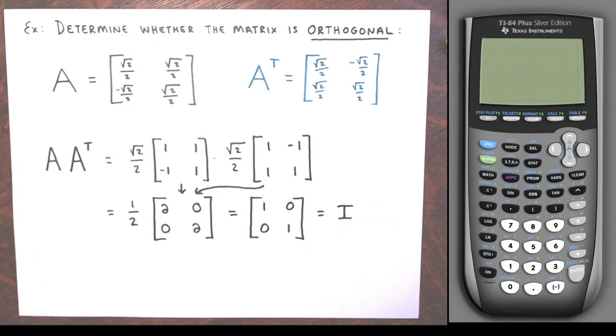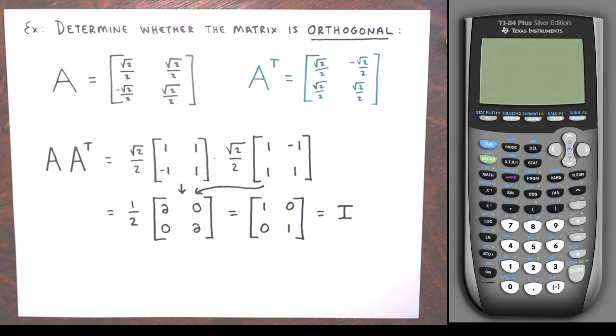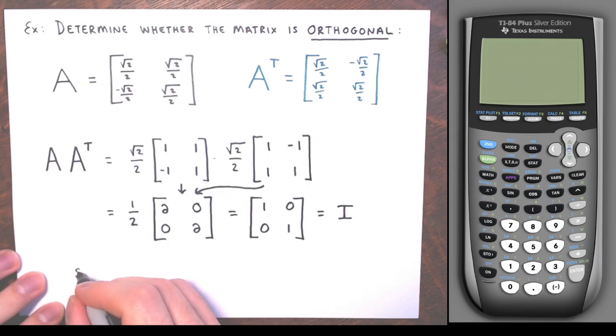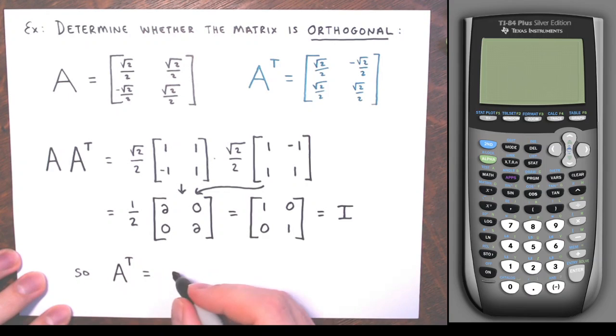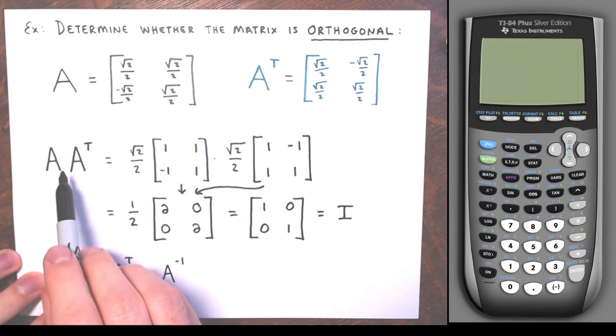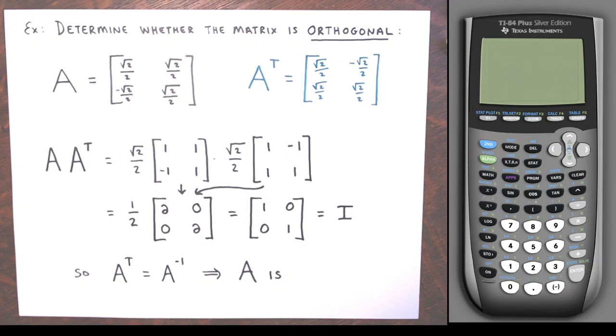You can verify the other way too, but if you just show one of these, that's going to be good enough. So this is showing me that A transpose is A inverse, because when I multiply them, I get the identity matrix. And if that's the case, if a matrix's inverse is equal to its transpose, then that matrix is what they call an orthogonal matrix.